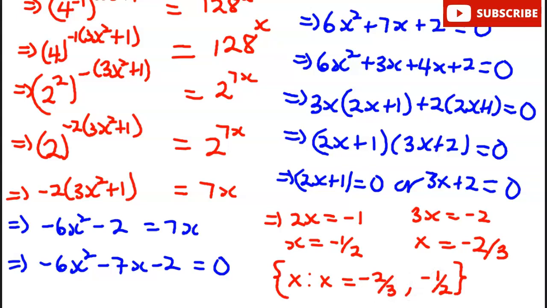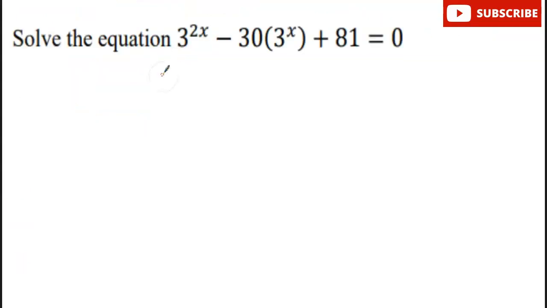So let's take another question. We have to solve the equation 3 raised to the power 2x minus 30 times 3 raised to the power x plus 81 is equal to 0. Now this is a special case. It's not the normal type that we have been solving, so care must be taken. Okay, so this one we can use substitution.